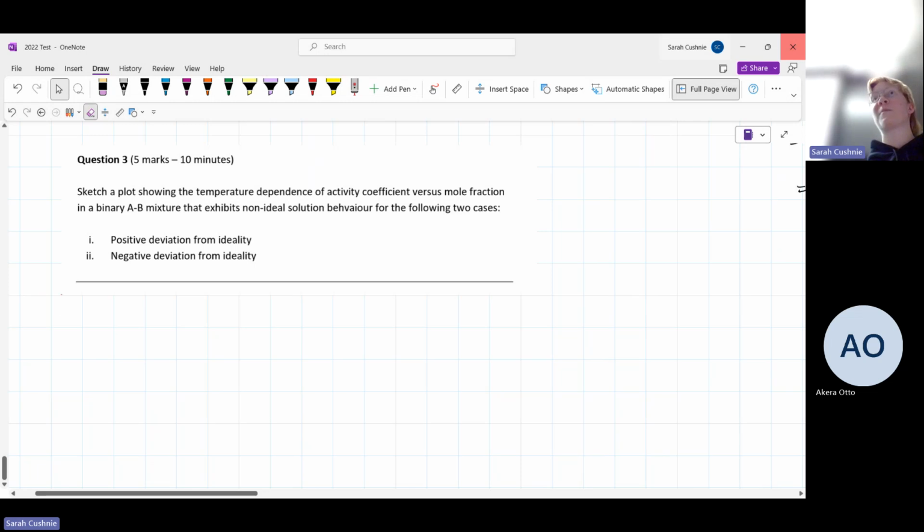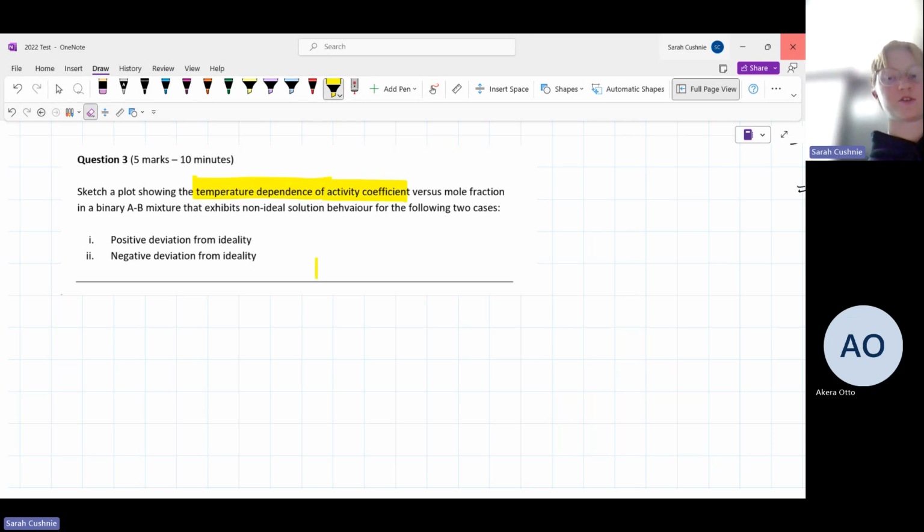Now we're going to make some graphs. Remember how I was like, oh my gosh, you could be a graph person or a mathy person? Unfortunately, you have to be a graph person for this question. So let us start. It wants us to make a plot basically showing the temperature dependence of the activity coefficient versus mole fraction for a non-ideal solution, with positive deviation and negative deviation. So let's break this down. I'm going to start with positive deviation.